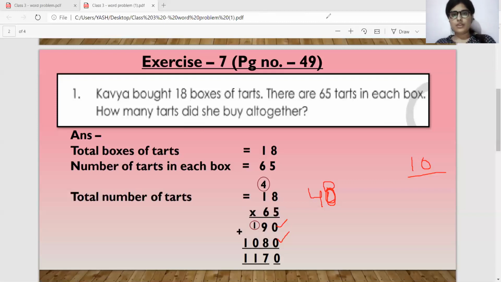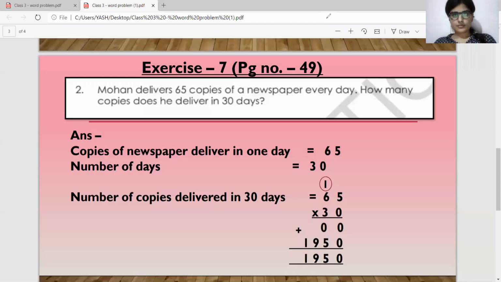Now we will go to the next question. This question is on page number 49, exercise 7, question 2. Mohan delivers 65 copies of newspaper. So how many copies of newspaper does Mohan deliver every day? 65. How many copies does he deliver in 30 days?